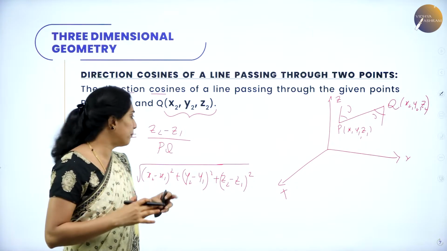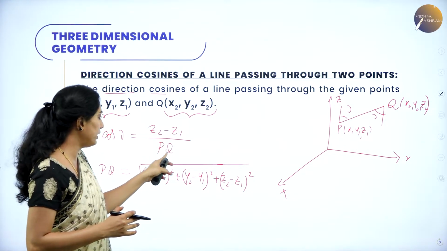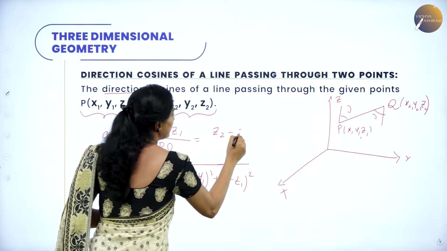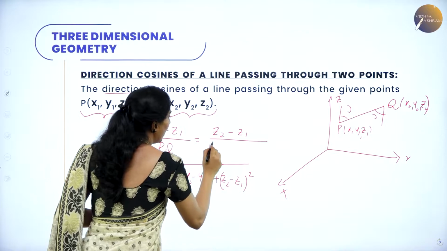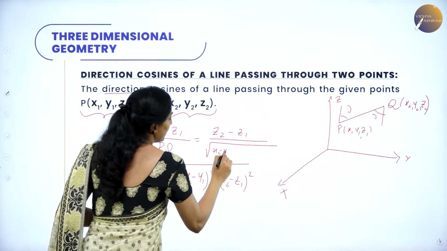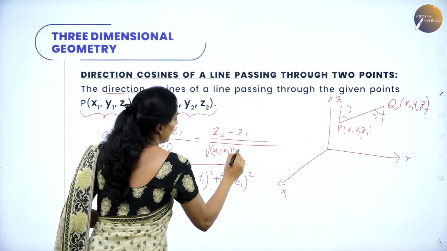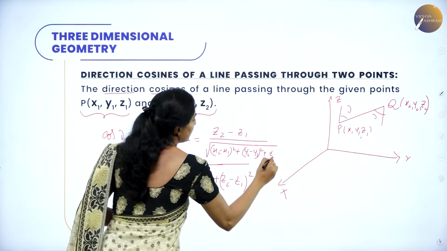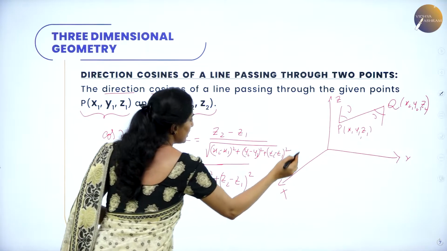If cos gamma is z2 minus z1 divided by PQ, therefore you substitute PQ here, which gives z2 minus z1 over the root of x2 minus x1 whole squared, the difference in the x coordinate, plus the difference in the y coordinate, plus the difference in the z coordinate. That's it. Understood?